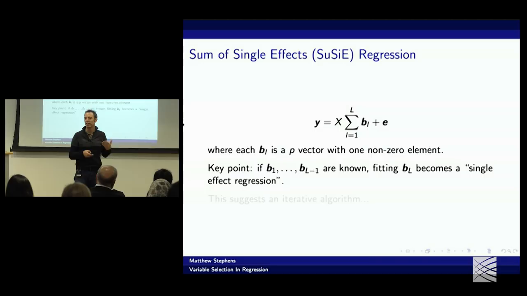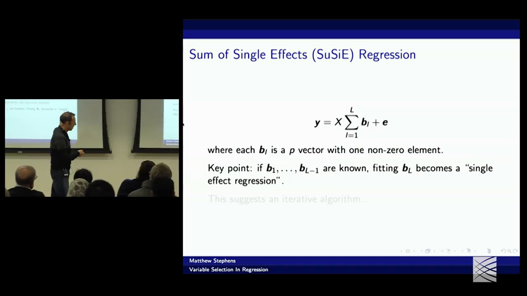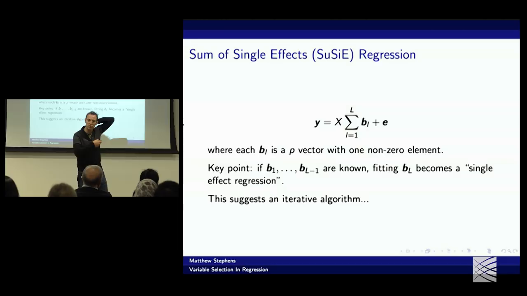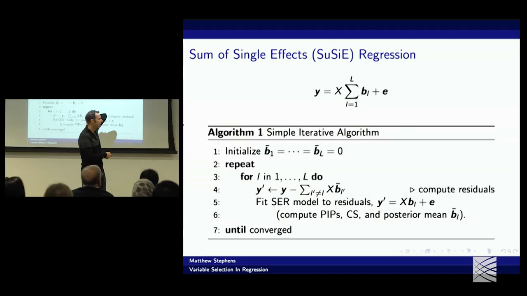Well, some people say one man's vicious cycle is another man's iterative algorithm, or one woman's vicious cycle is another woman's iterative algorithm. So as soon as you notice this kind of thing and you're me, you think about iterating between them. So here's the iterative algorithm. In full, you start off with some kind of initialization, and then you repeat things because it's an iterative algorithm. You go through your L's, and at each point you compute the residuals, y minus the current guesses for the other b's, all but the lth one.